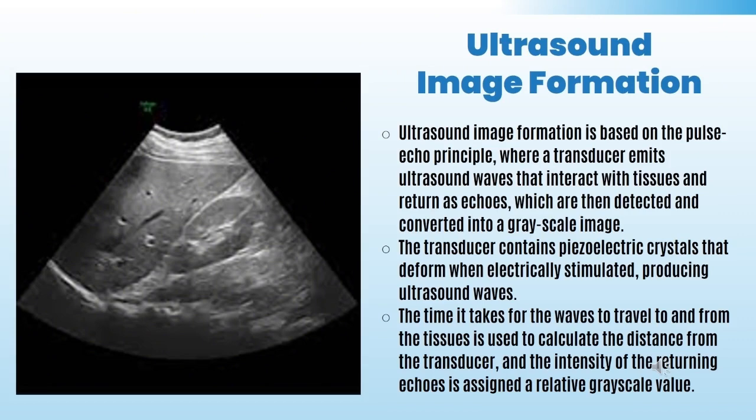So the transducer contains piezoelectric crystals, as we discussed before, that deform when electrically stimulated, producing ultrasound waves. So they start vibrating, they send out a signal into the body, they listen, and then they bring the image that's being reflected back once they're done listening, and it produces an image on the screen of the ultrasound machine. The time it takes for the waves to travel to and from the tissues is used to calculate the distance from the transducer, and the intensity of the returning echoes is assigned a relative grayscale value.